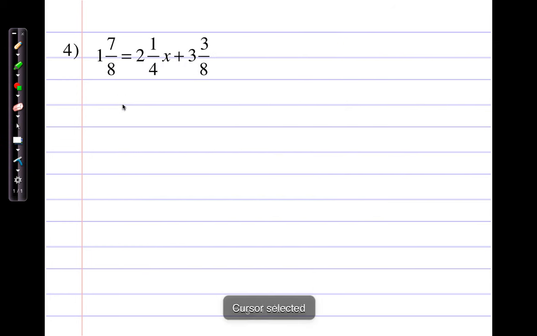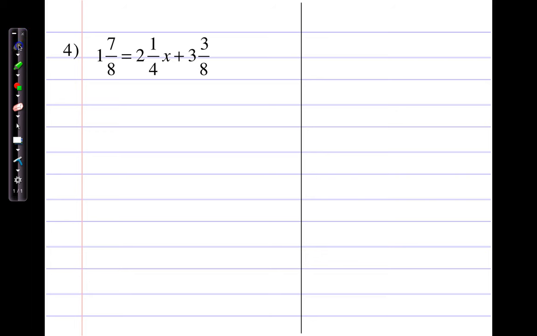So looking at our next example here, it's a little bit more complex. We have some mixed numbers, but we're going to go about the same steps. So first things first, I'm going to try to isolate my variable. So the first thing I want to do is get rid of my constant. So I'm going to go ahead and subtract 3 3/8 from both sides. Here, I can't do this off the top of my head, so I'm going to do some side work. 1 7/8 is equivalent to 15/8.